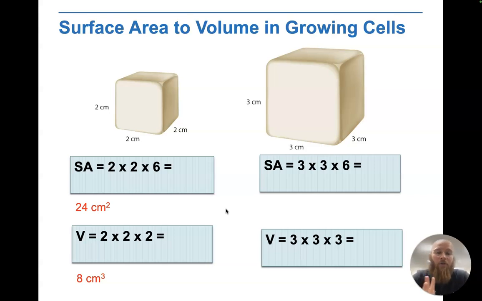Whereas if I go now to the cube that is 3 times larger than the first, now those sides are each 3 centimeters long. There's a total of 6 sides. So my total surface area or cell membrane is 54. Again, it's increasing well, but the volume is now going to be 3 on each side. You multiply that out. 3 times 3 is 9. 9 times 3 is 27. So we now have 27 centimeters cubed.